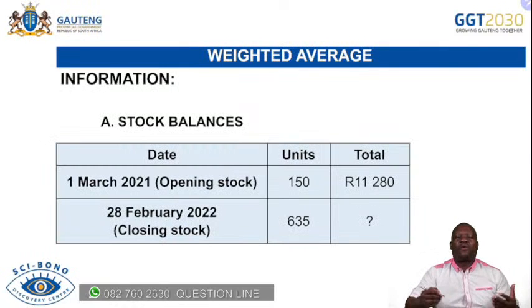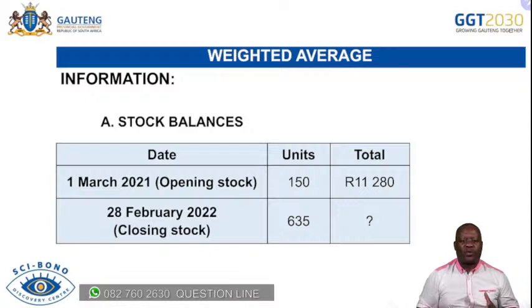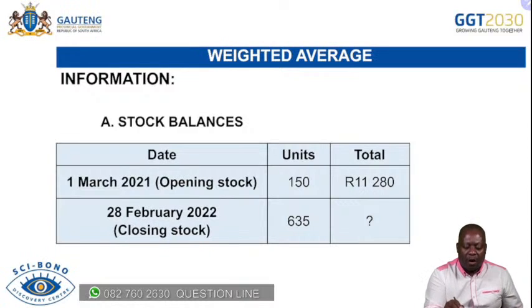Think of what you do if you discover that bags are going to be missing. We are going to wait and see when we get there. Information: stock balances. Very important. We are given two pieces of stock balances here: opening stock and closing stock.